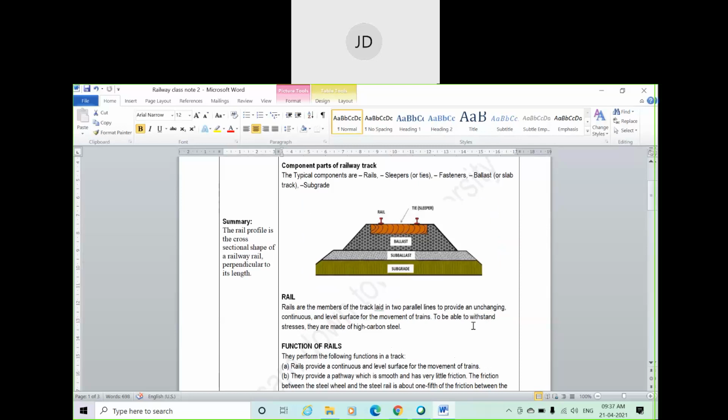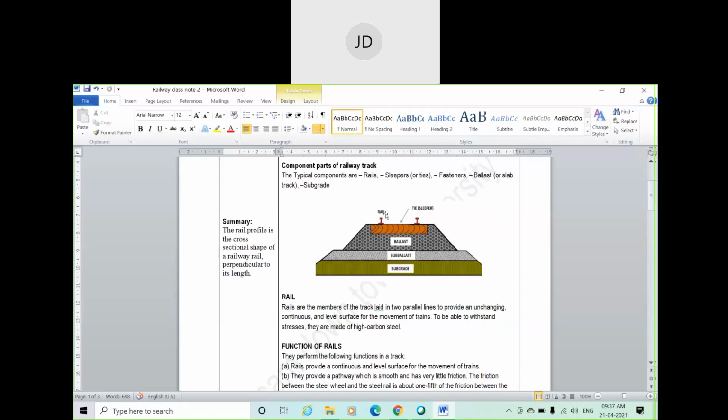What is the advantage of these three points? Unchanging means they do not change. The railway line will not allow the train to go in a different direction. It will always restrict it to one particular direction. And continuous, it is a continuous line, and level surface, always on a level surface, so that the rail should not go bent. So rails are the members of the track laid in parallel lines to provide an unchanging, continuous, and level surface for the movement of the train.